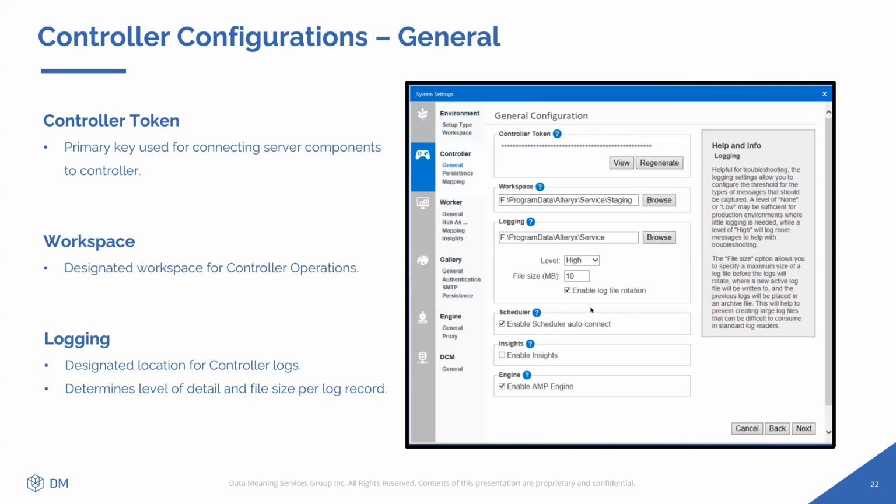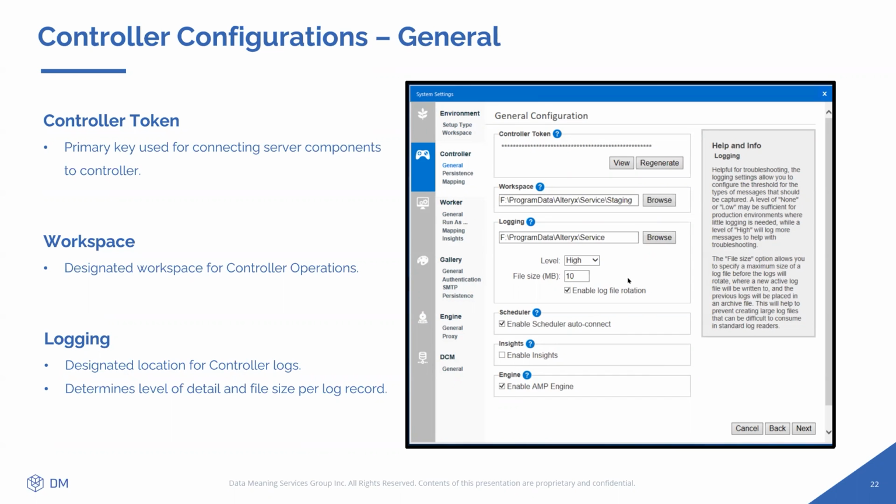But when enabling log file rotation, it just means that once the file has reached 10 megabytes, it's going to create another one. So we have the file, enable log file rotation. So high level will capture everything, and low will only log emergency, alert, critical, and error messages.